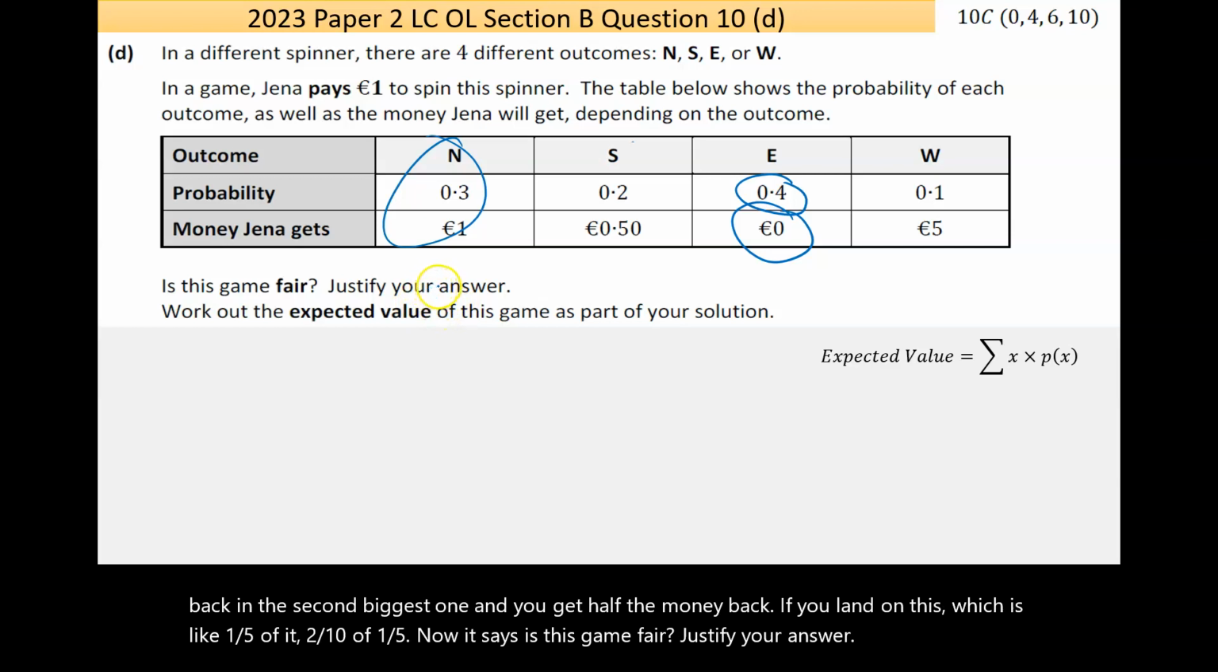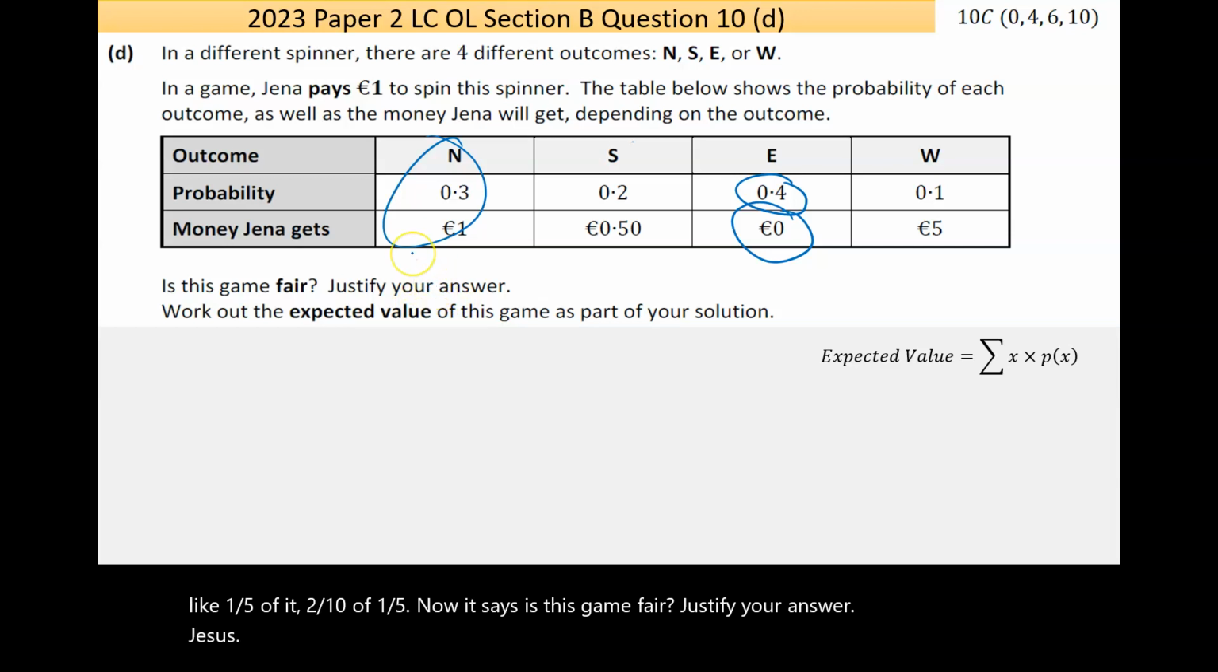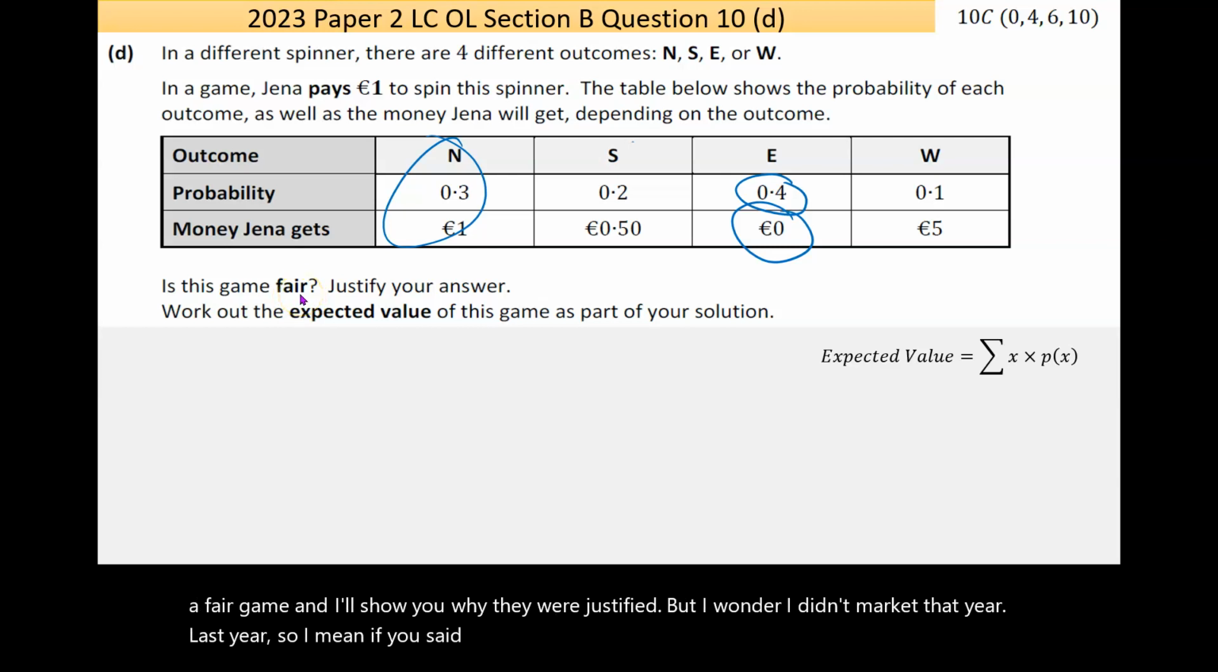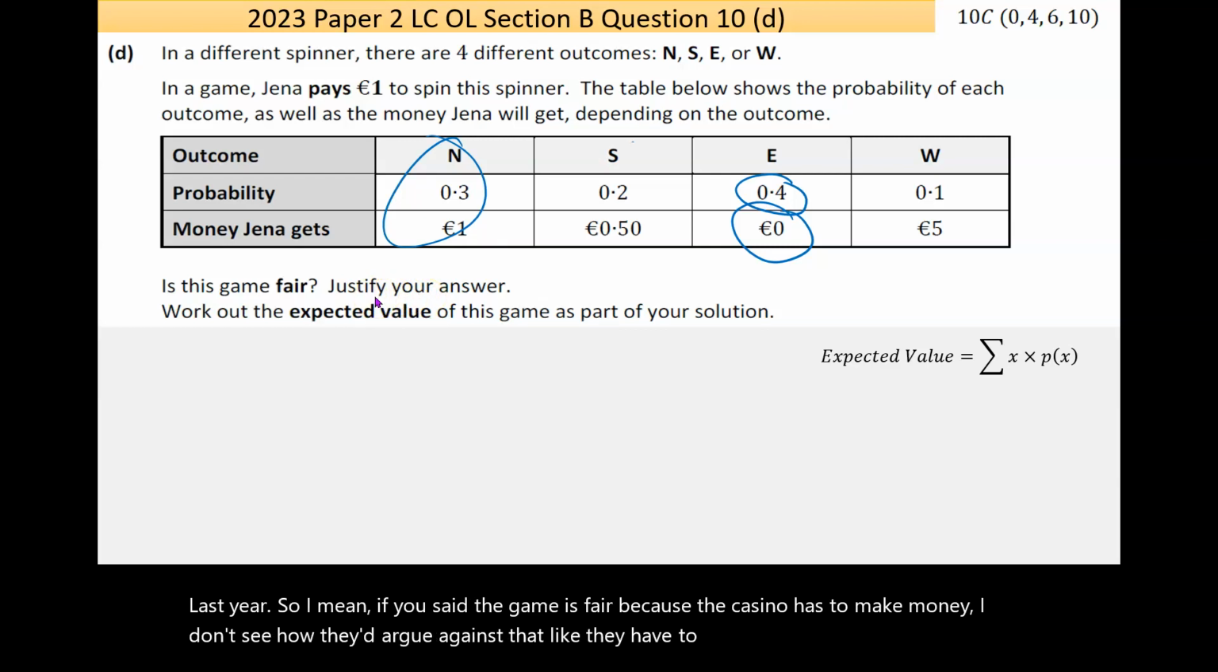That's a loaded question. So I was going to check the marking scheme. So I just paused there to check the marking scheme, and it doesn't really say it. It does say it's not a fair game, and I'll show you why they would justify it. But I wonder, I didn't mark it that year, or last year. So, I mean, if you said the game is fair because the casino has to make money, I don't see how they'd argue against that. Like they have to pay their staff or something. I'd love to know actually.